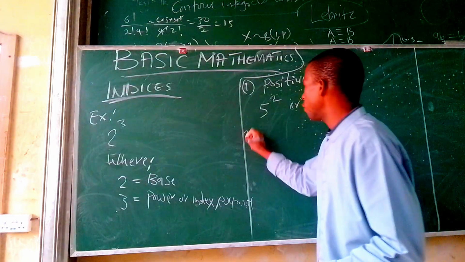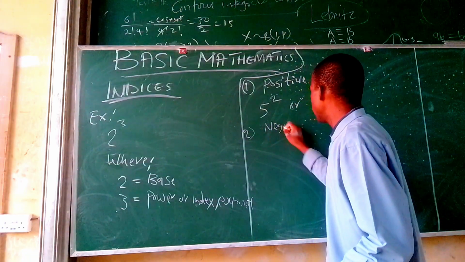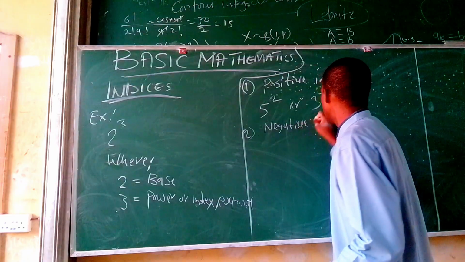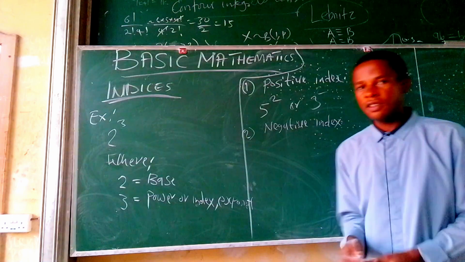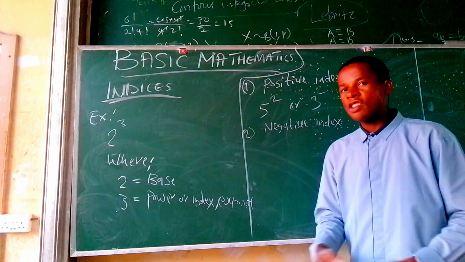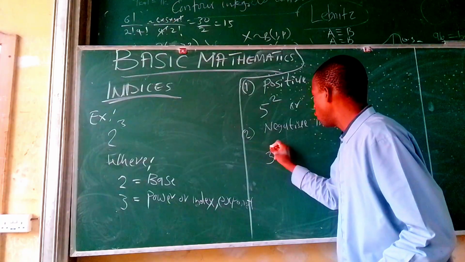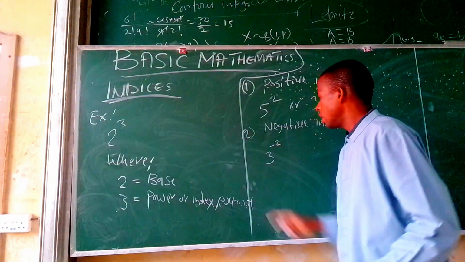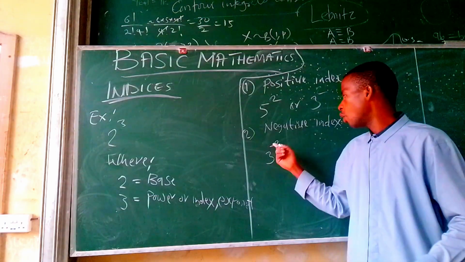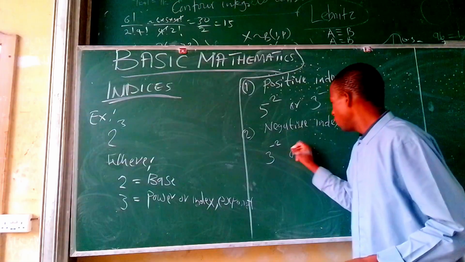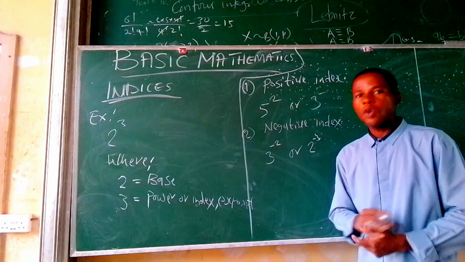Now we have the second type of index called the negative index. The negative index of indices is letting us know that the base is raised to a negative number, a negative power. For example, 3 raised to the power of minus 2. This is a negative index, because the power that is raised to this 3 is in negative form. Also, if you have 2 raised to the power of negative 3, it's also an example of a negative index.